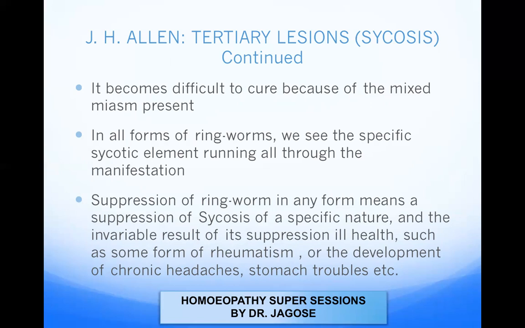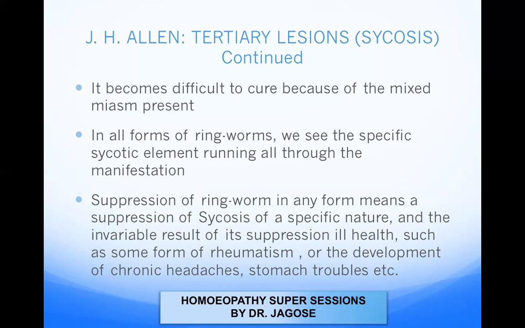In all forms of ringworms, we see the specific psychotic element running through all the manifestations. Now something about ringworms. He tells you that in all the forms of ringworms, the psychotic trait is present. Suppression of ringworm in any form means the suppression of psychosis of a specific nature. So, since the psychotic element runs in all the forms of ringworms, if you suppress the ringworms, then you are suppressing the psychosis. And the invariable result of its suppression is ill health, such as a form of rheumatism or the development of chronic headaches, stomach troubles, etc.